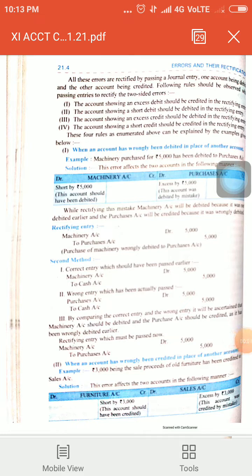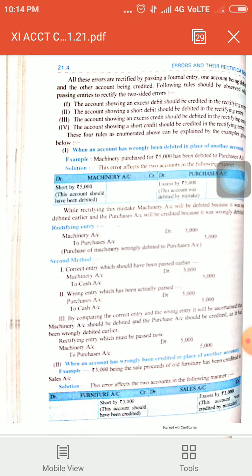Hello students, today in the errors and their rectification chapter, that is the rectification of errors chapter, we will see how to rectify two-sided errors, when the entry is wrong on both the debit and credit side.